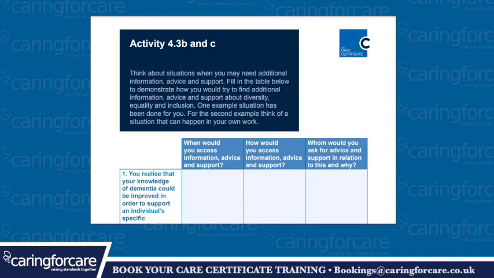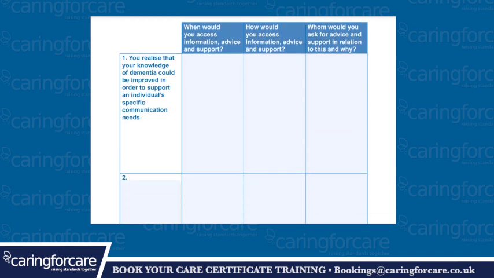Activity 4.3b and c. Situations where you may need additional information, advice, and support. Fill in the table below to demonstrate how you'd find additional information, advice, and support about diversity, equality, and inclusion. One example situation has been done for you. For the second example, think of a situation that can happen in your own work. The example given: you realise that your knowledge of dementia could be improved in order to support an individual's specific communication needs. When would you access the information, advice, and support? How would you access information, advice, and support? Whom would you ask for advice and support in relation to this, and why?